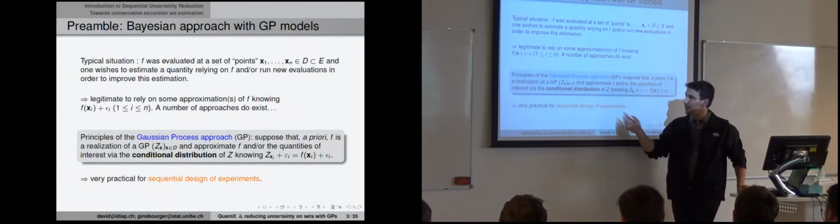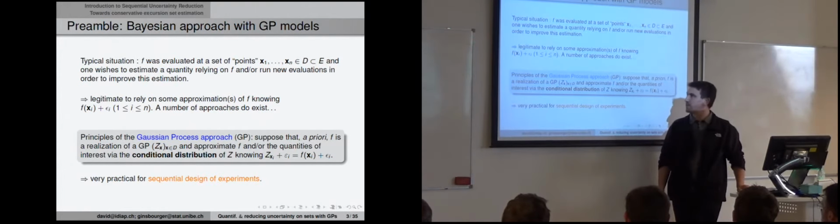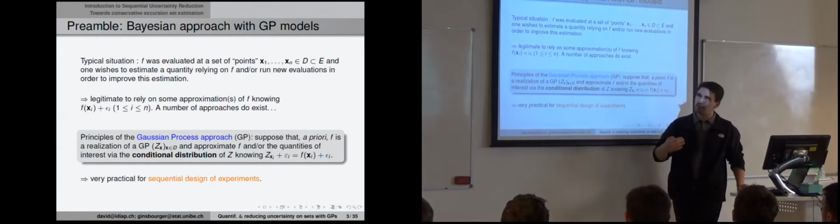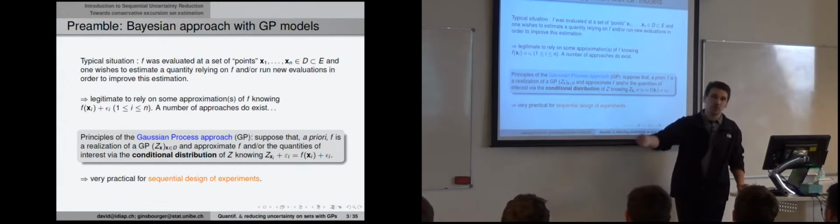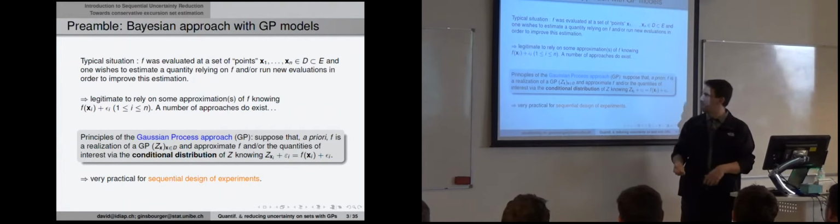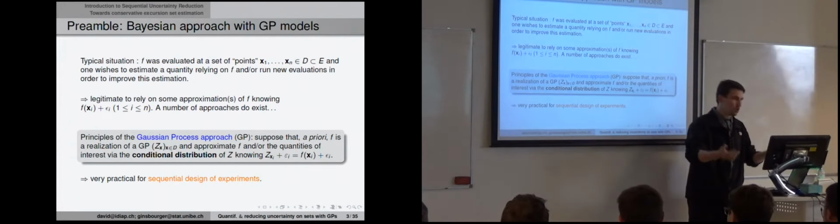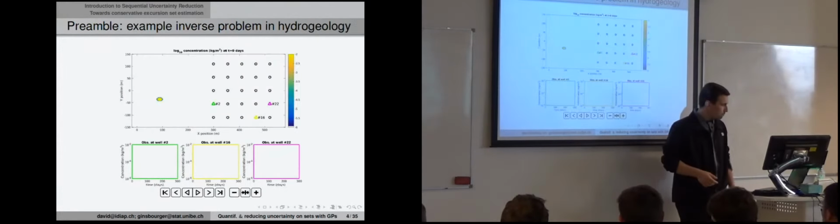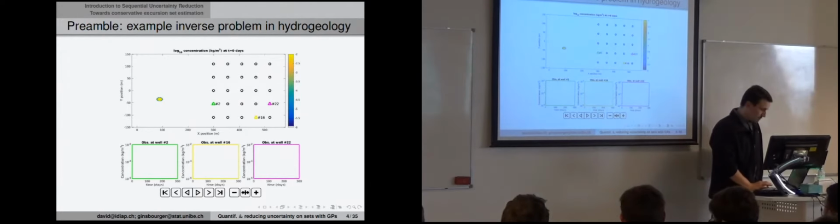In particular, it's very practical for sequential design of experiments because then you have a future distribution. If you had a point somewhere, then you could speak of the future distribution, and you can try to guide your search by relying on this future posterior. So the example that comes next illustrates the second point we spoke about earlier.